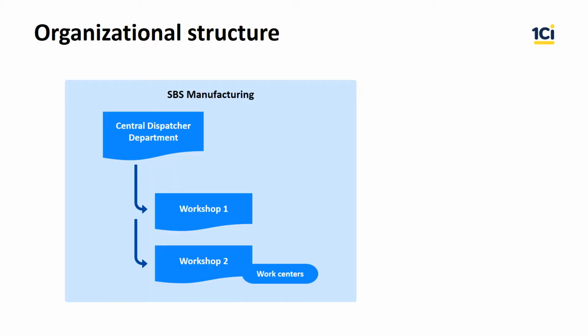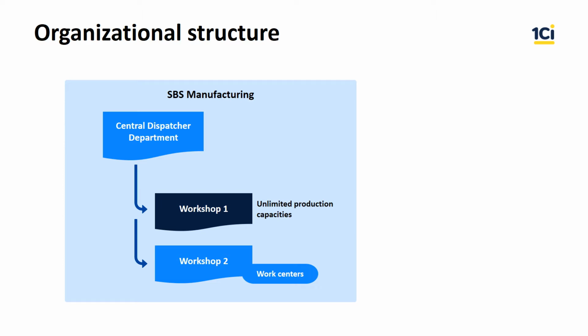Let me remind you that we have a legal entity, SBS Manufacturing GmbH, created for production purposes. The company consists of the following departments: the Central Dispatcher Department, Workshop 1 and Workshop 2. The Central Dispatcher Department is in charge of enterprise production planning. It also manages production orders. Workshop 1 and Workshop 2 carry out the production orders.